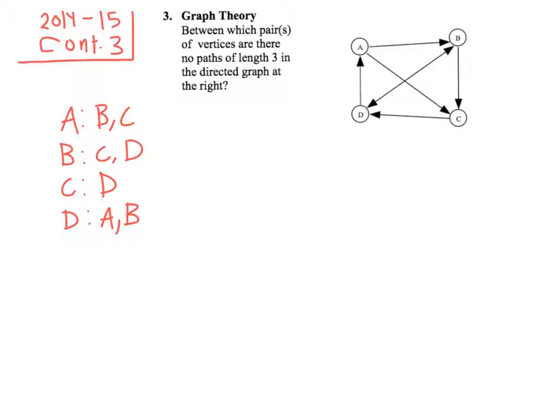So if we draw the trees to find all the paths of length 3, we'll find out between which pairs of vertices there are no paths of length 3. So let's start with A.